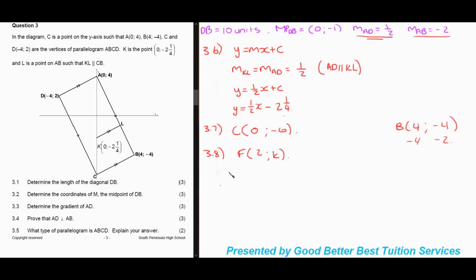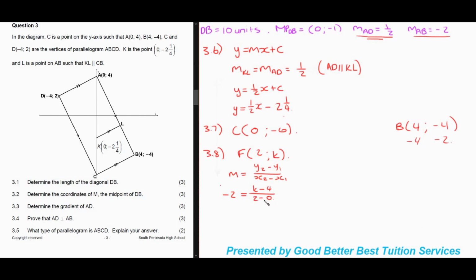So we can do the gradient formula, so that's the gradient is equal to y2 minus y1 over x2 minus x1. So we already have the gradient in this case, which is minus 2. And so we can substitute our values. We can use, let's say, A as 1 and F as 2. Cool, so we have y2, which is K, minus y1, which is 4, and that's over x2, which is 2, and x1, which is 0. And as you can see, K is the only unknown in our equation now. And so we can just go ahead and solve for K.